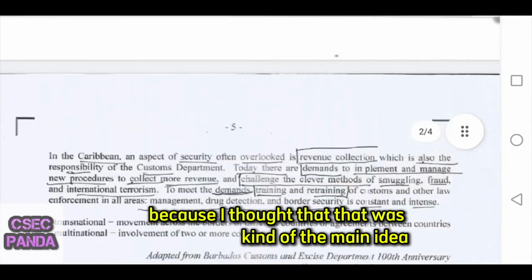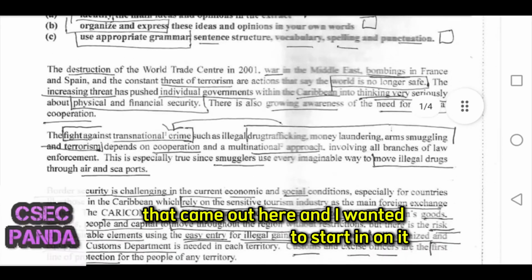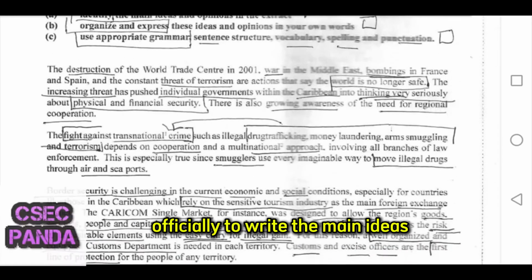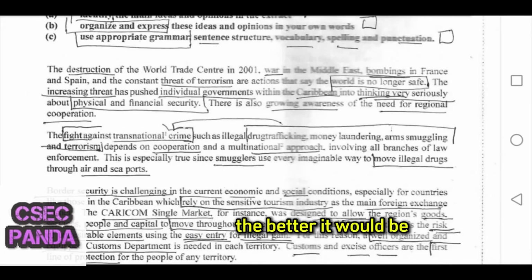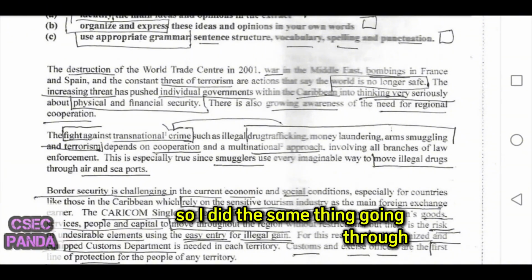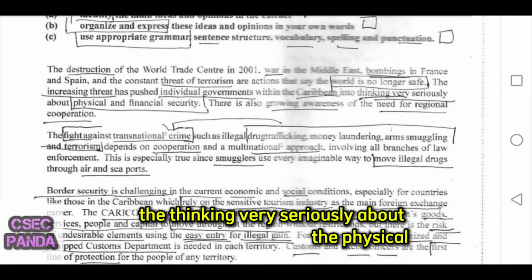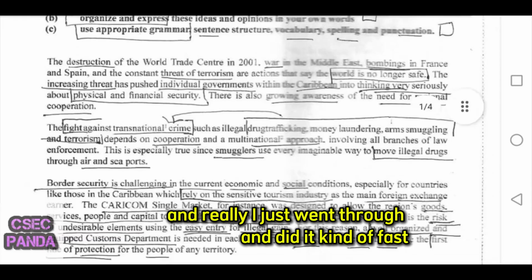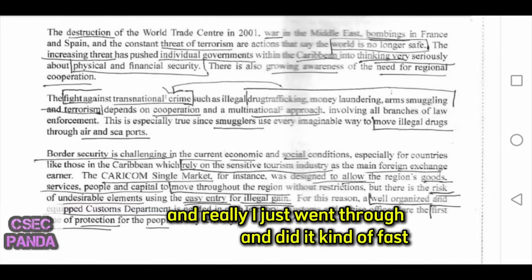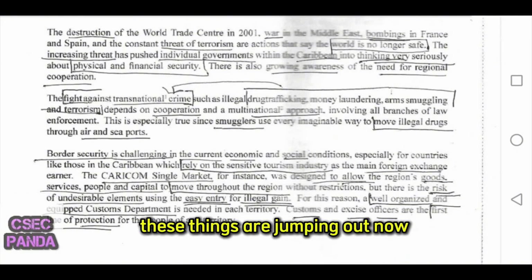I thought that was the main idea that came out here, and I wanted to start in on it. This wasn't even me going officially to write the main ideas, but I thought the more I planned it from now, the better it would be. So I did the same thing going through: the threat of terrorism, okay, individual governments thinking very seriously about physical and financial security, growing awareness, need for cooperation. Once you've done this boxing and underlining as you go through, and I really just went through and did it kind of fast, then I stood back after and looked at which things are jumping out now.